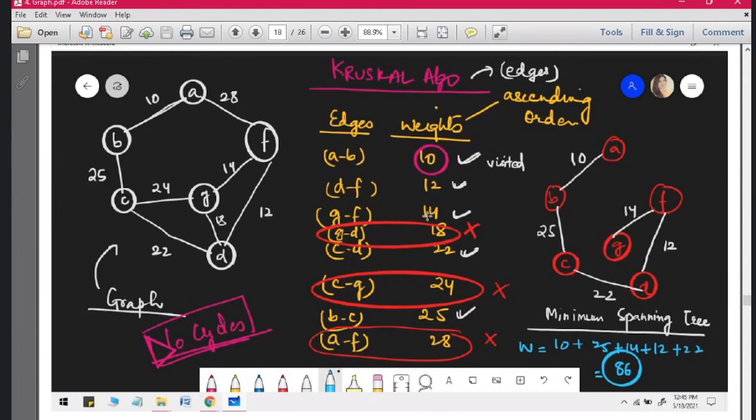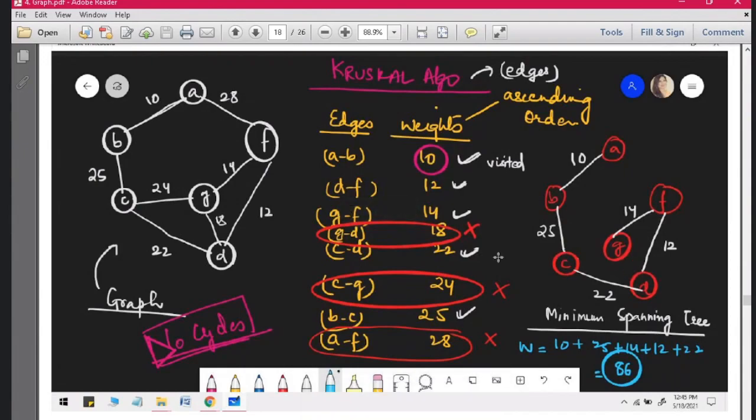After that, we will take the next one, that is 14. So I have connected 14. Then we have GD, that is 18. So 18 is there, but we cannot connect it because if I connect this edge, then it will form a triangle, which is a cycle. So this is not possible. So that is why I have put a cross, stating that this edge cannot be connected because they will form a cycle. So I have not included 18.